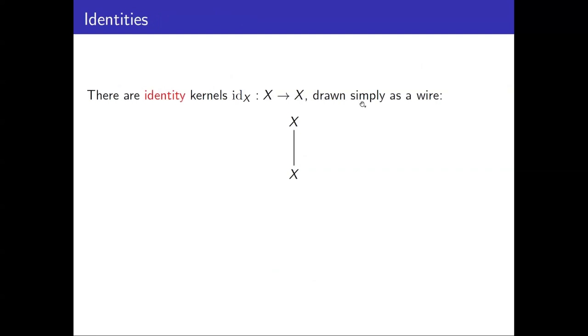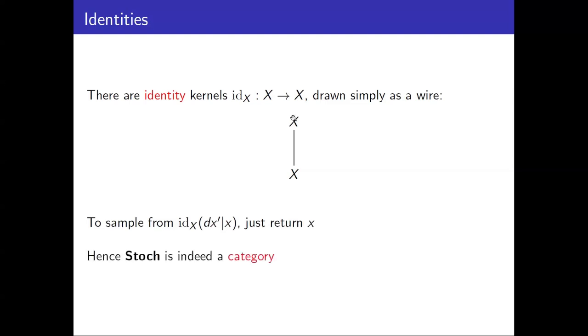On top of this, there's also the identity Markov kernel. Given any measurable space X, there is a kernel that takes as input X and just returns the same element in X. Essentially, deterministically, it's like the Dirac kernel at its input. You just return the input that you're given. And so it follows that Stoch, in this sense, is indeed a category. You can compose Markov kernels, and you have identity Markov kernels.